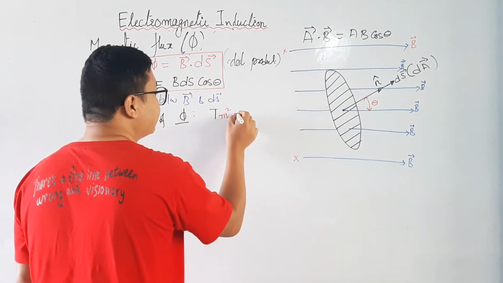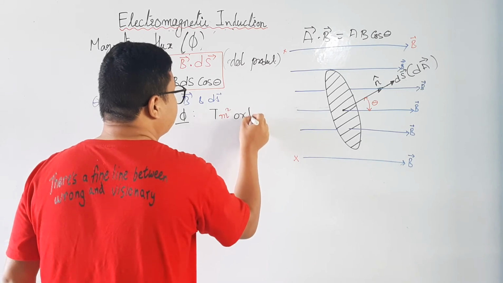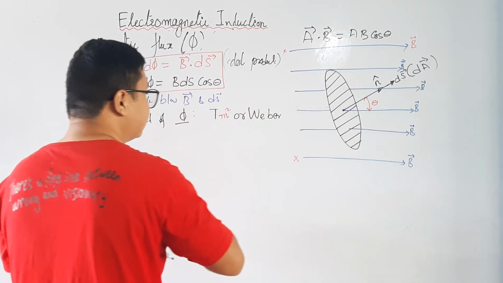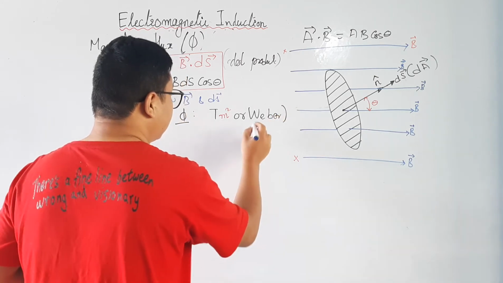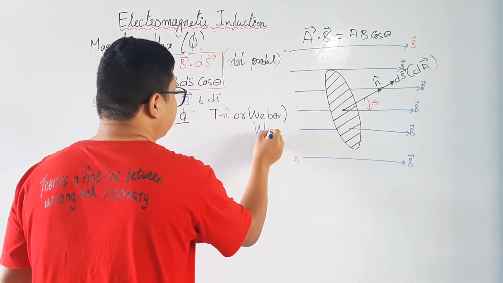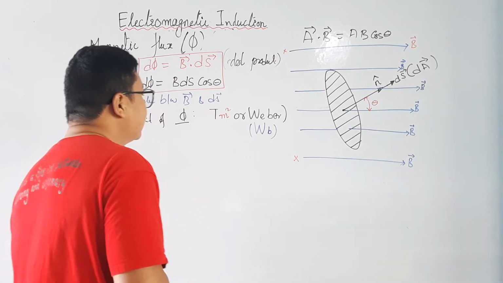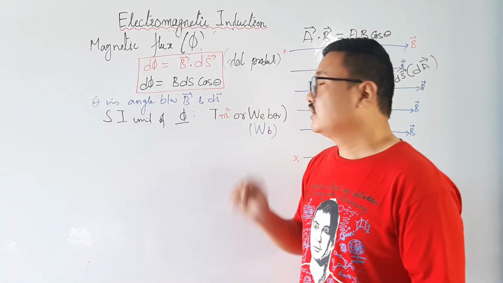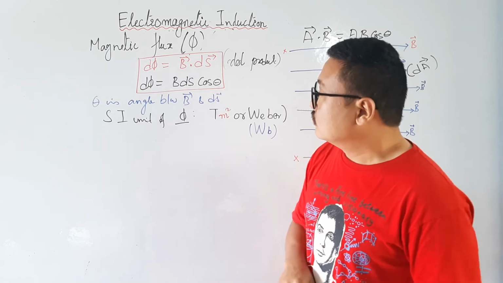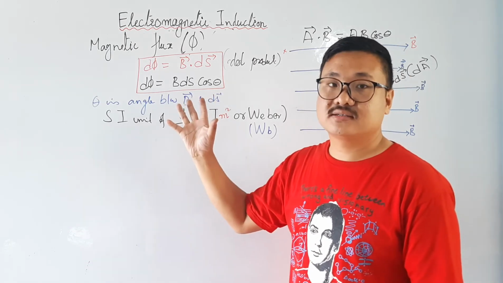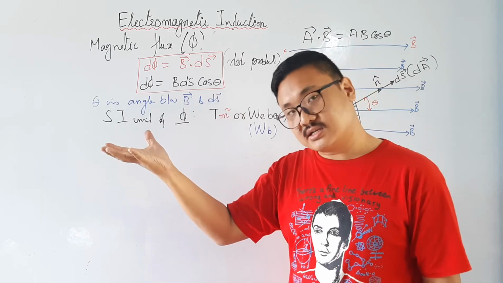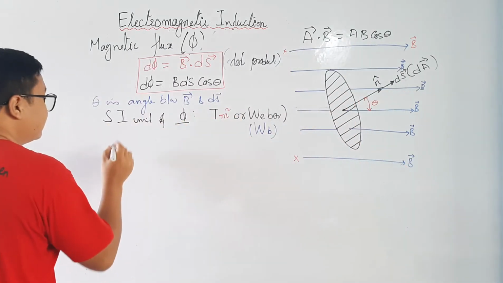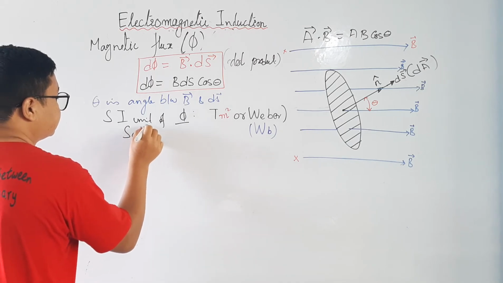There is one more unit, which is called Weber, W-E-B-E-R, and in short form we write capital W and small letter b. What is the SI unit? SI unit is Tesla meter square or Weber. And what kind of quantity is this, vector quantity or scalar quantity? Magnetic flux is a scalar quantity.